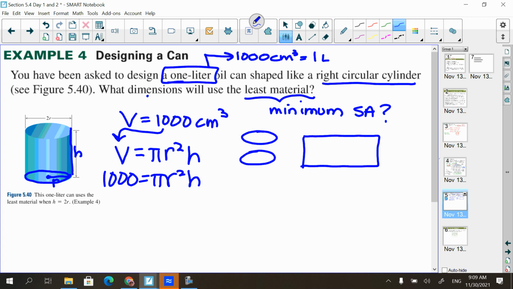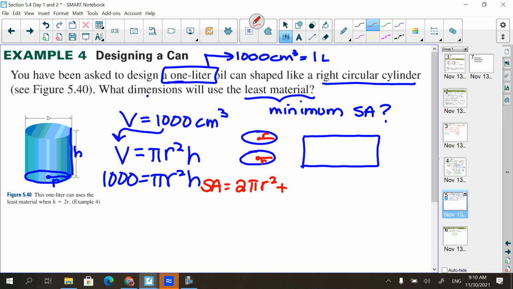Okay, so now think about the measurements. This here has a radius of r. This has a radius of r. And to find the surface area, I would need the area of that. The area of each is pi r squared. I have two of those. So I have 2 pi r squareds. I'm building a formula for surface area here.